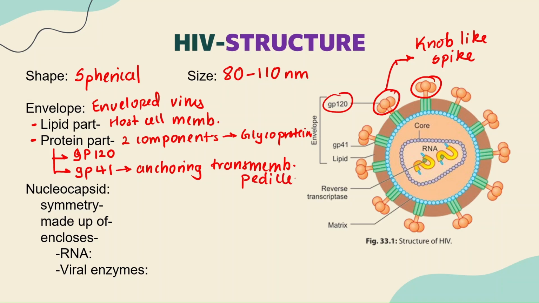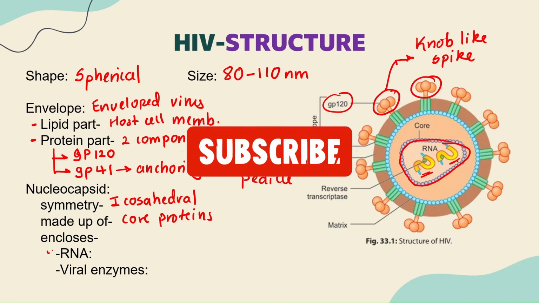Next, guys, can you see this structure that I'm highlighting in the diagram? The one that I'm highlighting is what is called the nucleocapsid. Now this nucleocapsid has an icosahedral symmetry, and it is made up of core proteins. It is enclosing two structures, that is the RNA as well as the enzyme. So it has the RNA and it also has some viral enzymes.